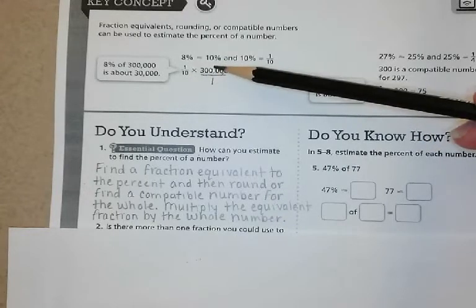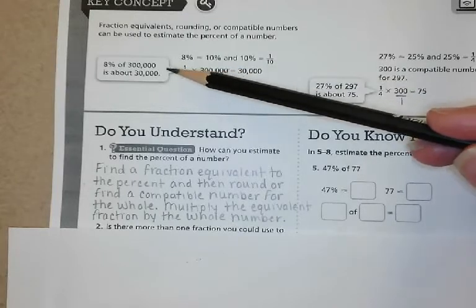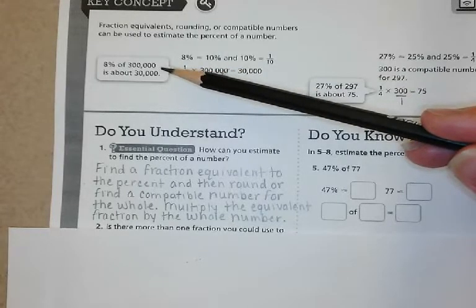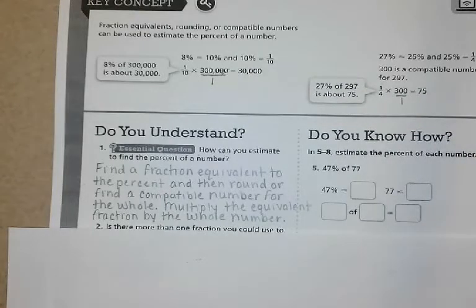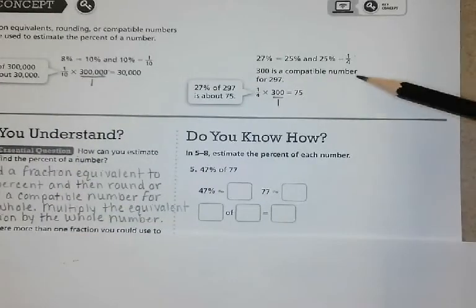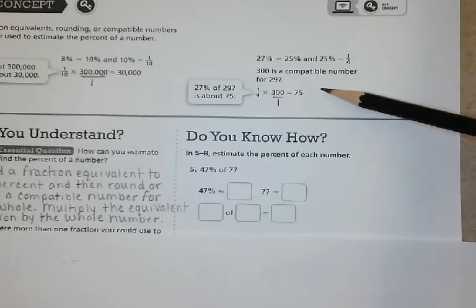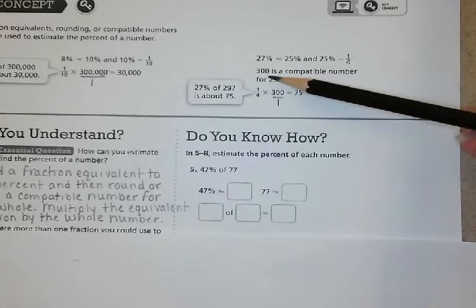We made it 10%. And because the 300,000 was a nice even number that you could easily multiply the 10% by, we didn't have to change that number in any way. However, in this example, we did. So we knew that we were going to find a compatible number to this 297, and 300 was only 3 away. So it's really, really close. That's why they call it compatible.